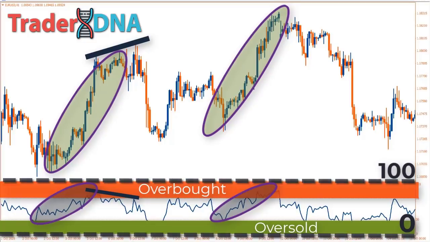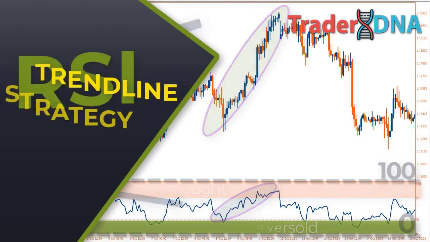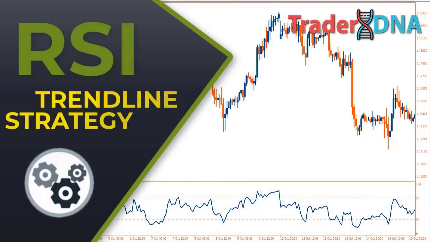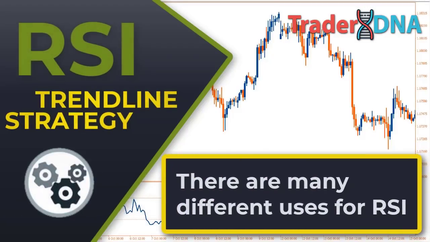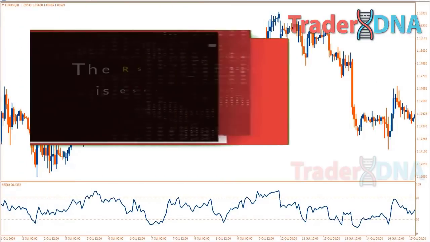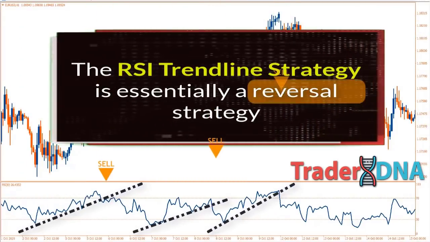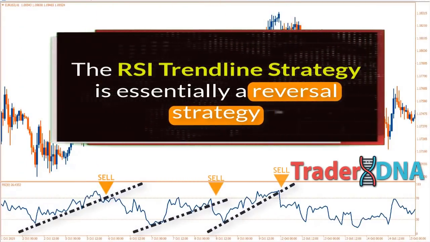RSI Trendline Trading Strategy. Basically, the RSI is calculated by dividing the average closing price of the up closes by the average closing price of down closes. There are many different uses for RSI, but it can be altered depending on your specific needs. An overlooked method of using RSI is the use of trend lines directly on the oscillator itself, in much the same way that they are used on price charts.